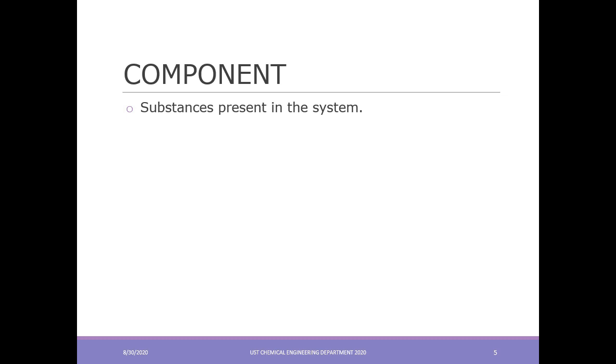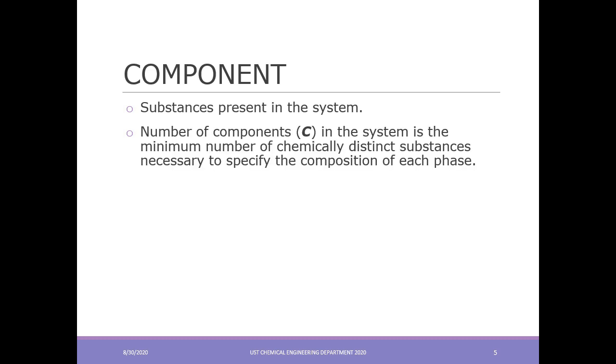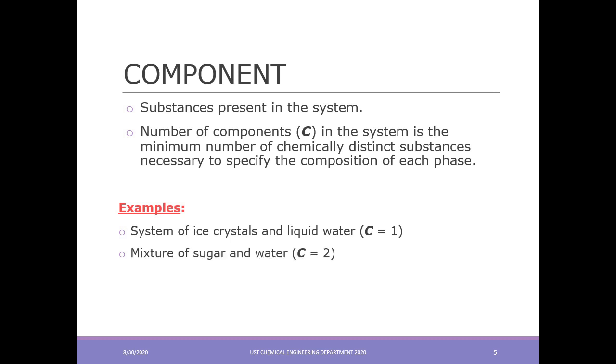The components of a system in equilibrium are the substances present in the system. The number of components, denoted by C, is the minimum number of chemically distinct substances necessary to specify the composition of each phase. For example, a system consisting of ice crystals and liquid water only has one component, which is water, but it has two phases. A homogeneous mixture of sugar and water will form only one phase but consists of two components.